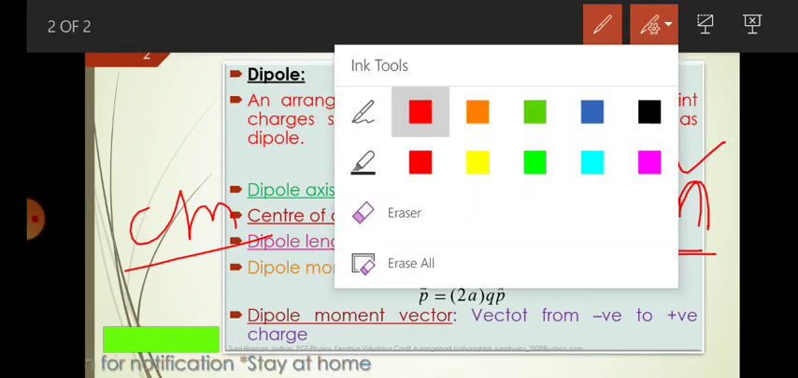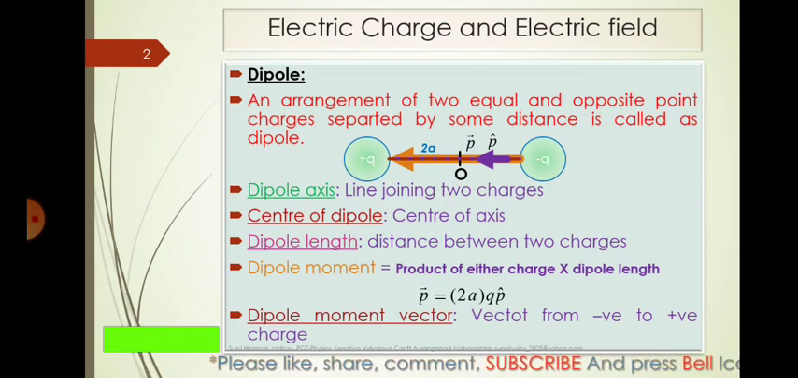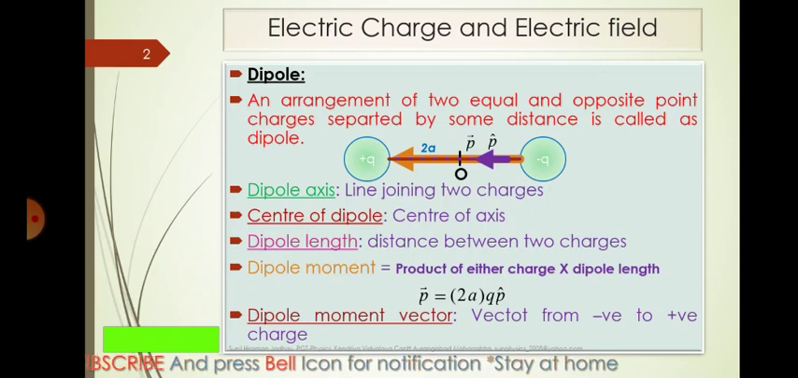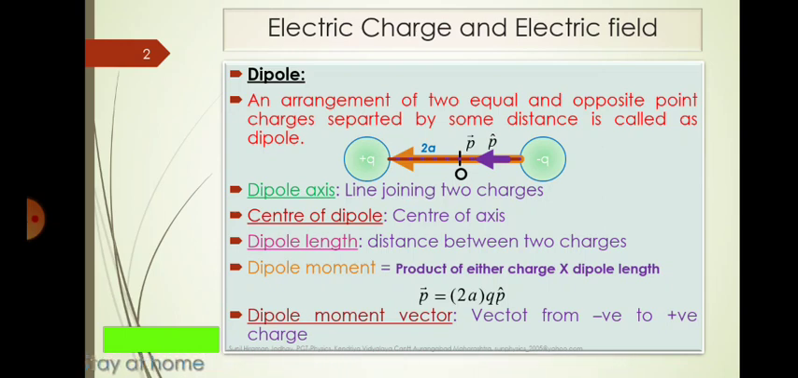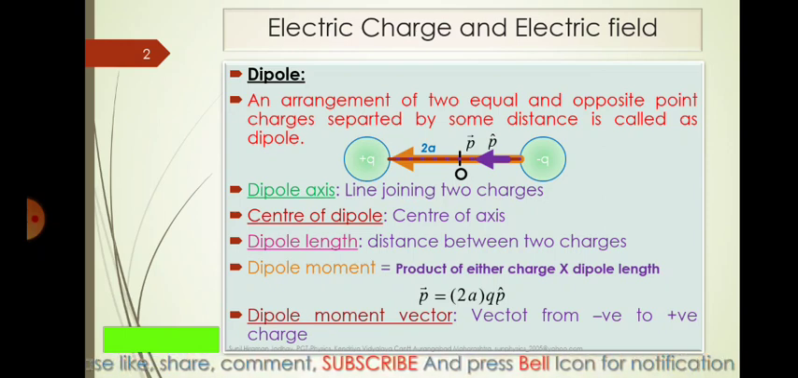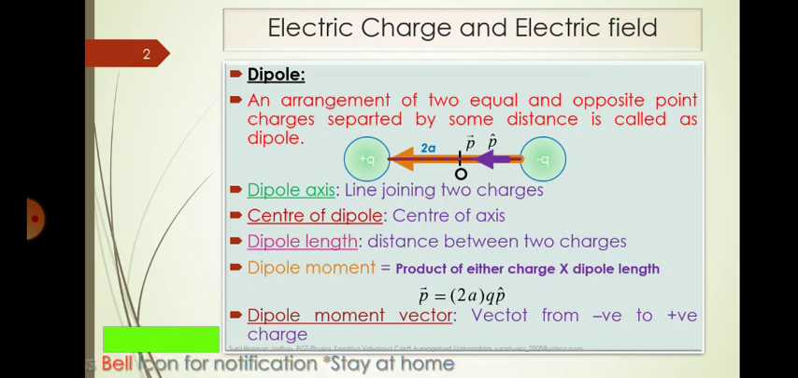So this is about the concept of dipole and various quantities related to the dipole. Once again I am repeating in a quick manner. First is dipole axis. Dipole axis is the line joining these two charges. Center of dipole is the central point on the axis of the dipole. Dipole length is the distance between two charges. Dipole moment vector is a unit vector used to indicate the direction of dipole moment.